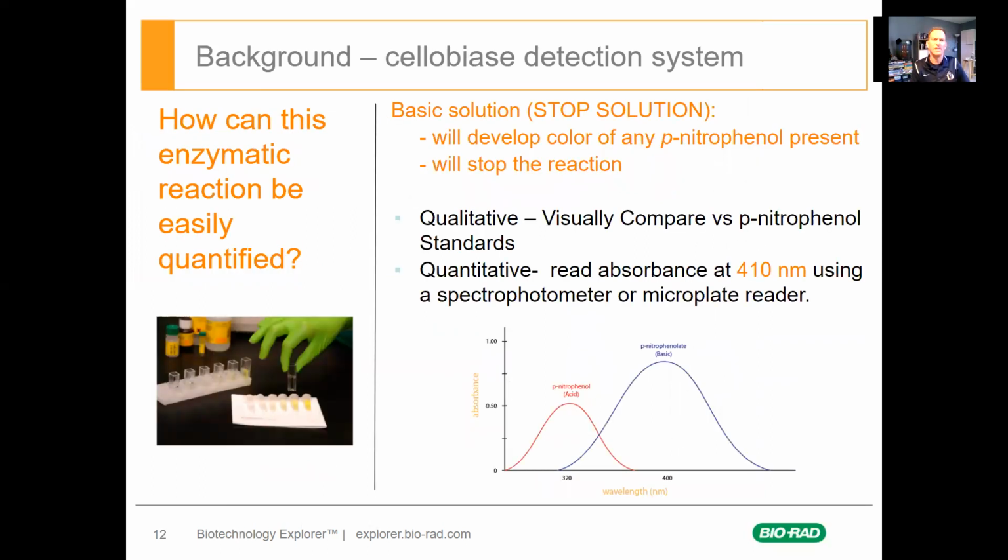So how can that enzymatic reaction be quantified? You might remember me talking about running a reaction for increasing amounts of time to measure the reaction rate. Well, a basic solution will basically develop any of that para-nitrophenol. It'll stop the reaction. So you can look at it visually and see the more product is made, the more yellow the reaction is, as pictured here. But quantitatively, we can use instruments called spectrophotometers to take a look at this. We have one in the classroom that we're going to connect to the classroom computer.